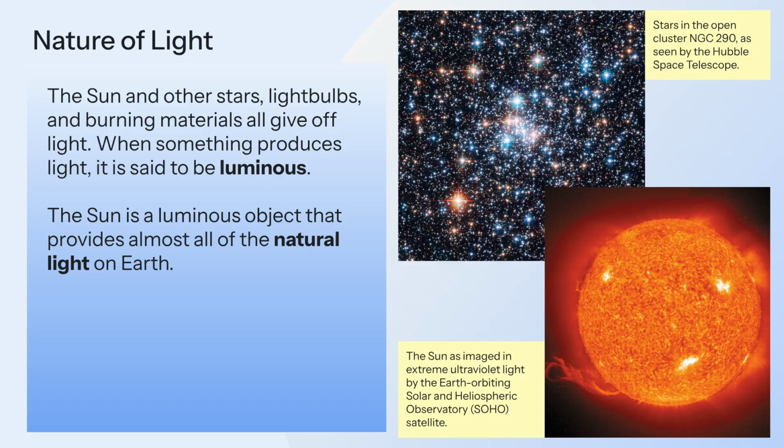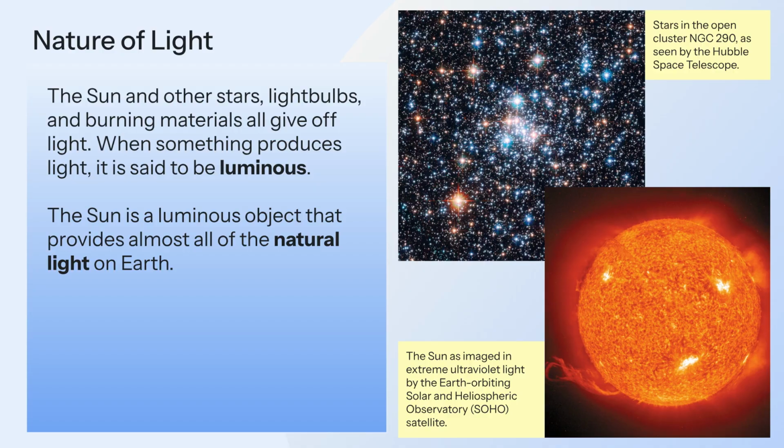The sun, stars, light bulbs, and hot, burning materials all share a common property that defines them. They produce and emit light. In physics, when an object produces its own light, it is called a luminous object. The sun is the most important luminous object for our planet, providing almost all of our natural light. While stars are also luminous, they are too far away to help us see at night.